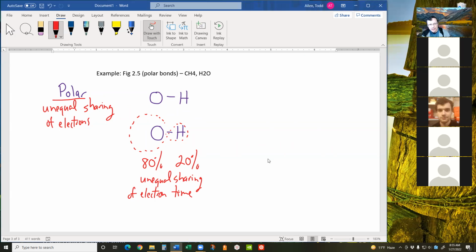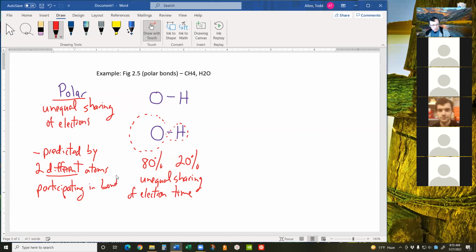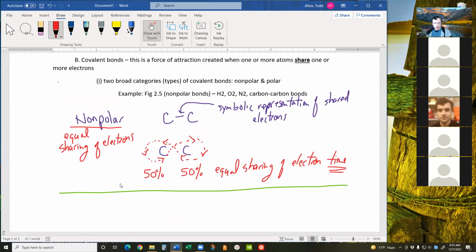So notice here with polar covalent bonds, these usually can be predicted by the fact that the two atoms on opposite sides of the bond are different. Predicted by two different atoms participating in the bond. Whereas the nonpolar scenario can be predicted by having two identical atoms participating in the bond.